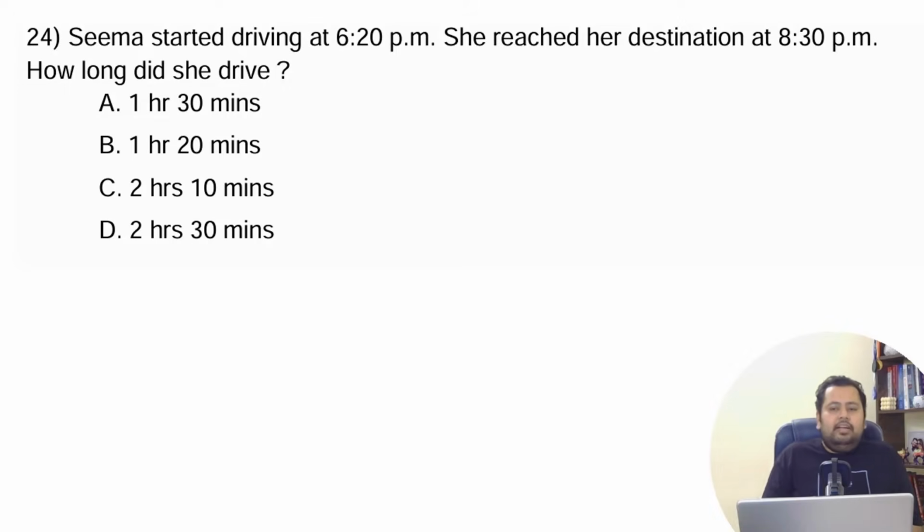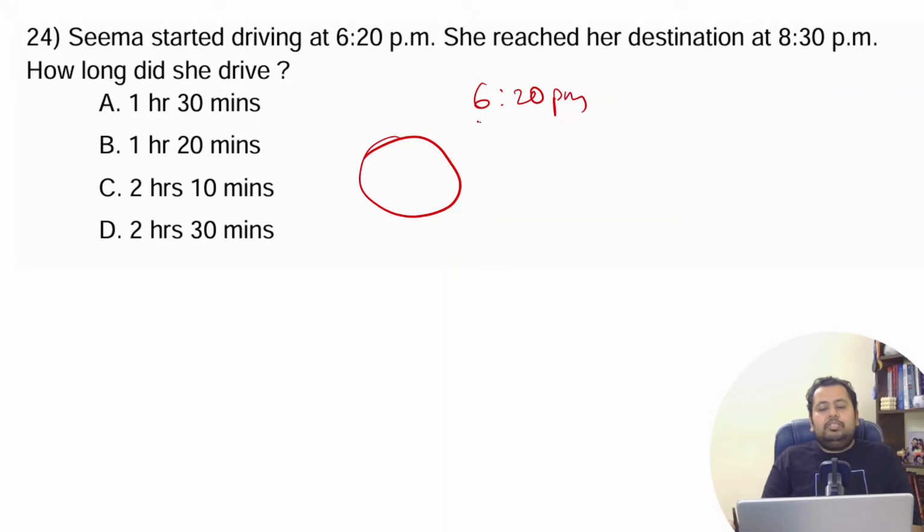Great. I think again an easy one. So if she starts driving at 6:20 and does it till 8:30, right? So from 6:20 to 7:20 p.m., right? So if this is the clock, 1 hour from 6:20 p.m. will be how much? 7:20 p.m.